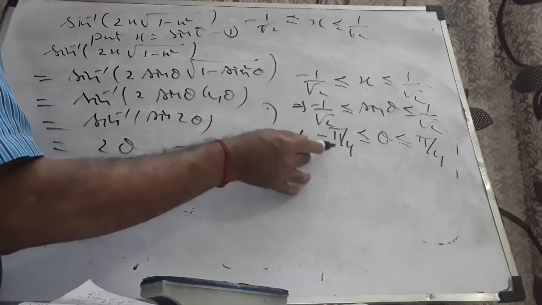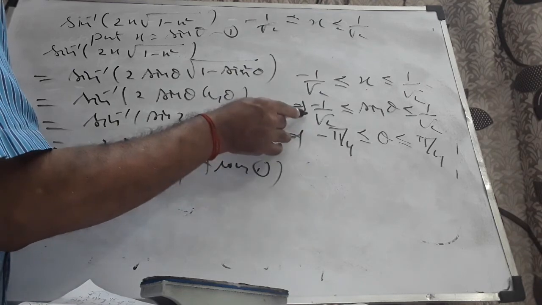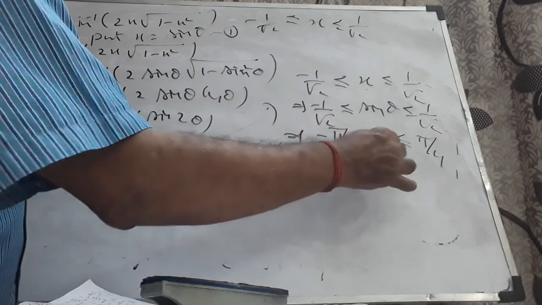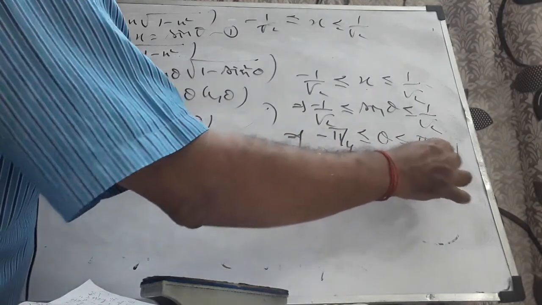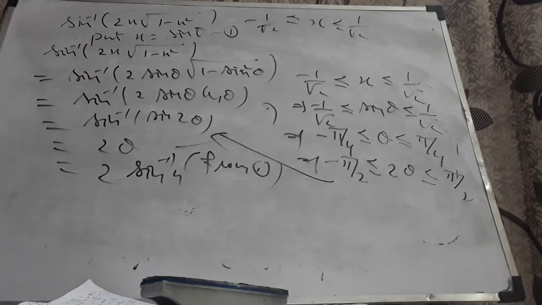Sin inverse minus 1 by root 2 is minus pi by 4. Sin inverse sin minus 45 degrees will be minus 1 by root 2. Let me multiply throughout by 2. Therefore, minus pi by 2 less than or equal to 2 theta less than or equal to pi by 2. Therefore, sin inverse sin 2 theta becomes 2 theta.